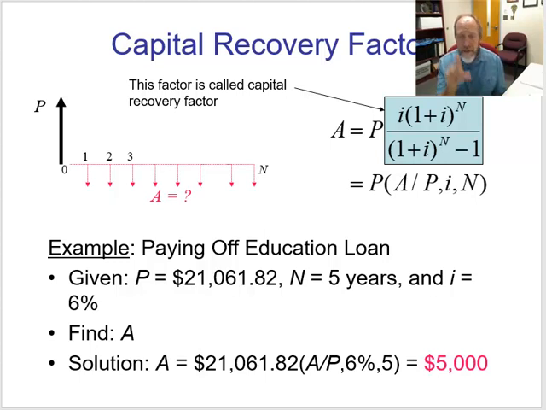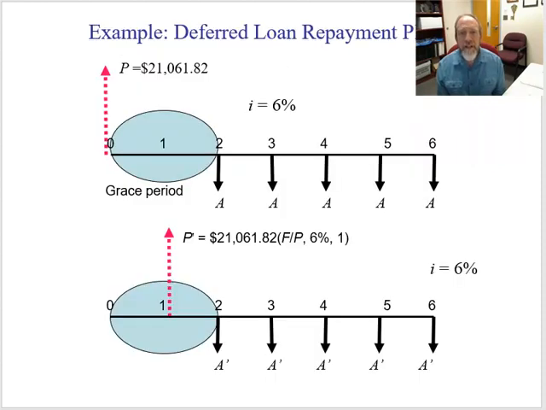One, putting the equation in. The other one, using the actual built-in Excel functions, because you need to know both. Okay? And things that occur, such as a deferred loan repayment plan. Well, how do you do this?